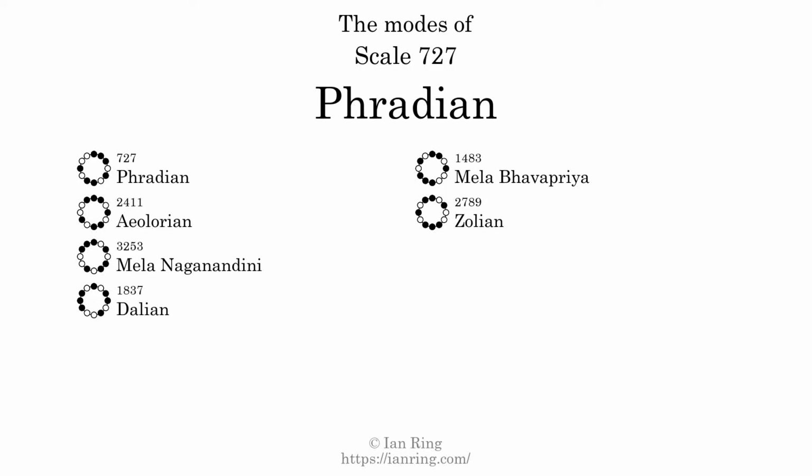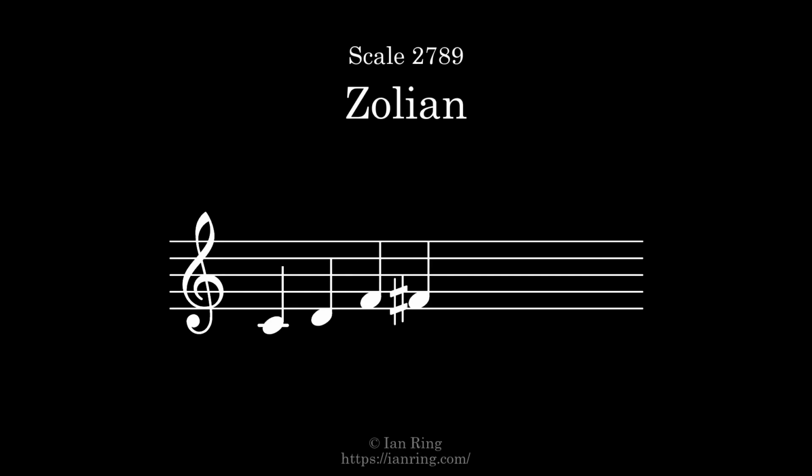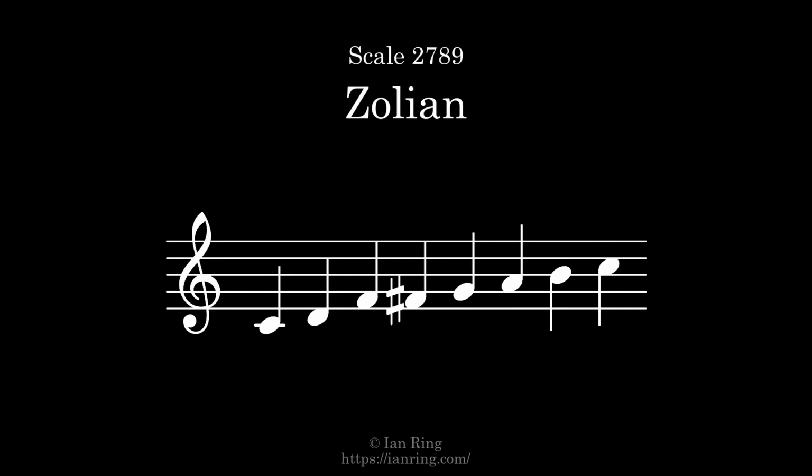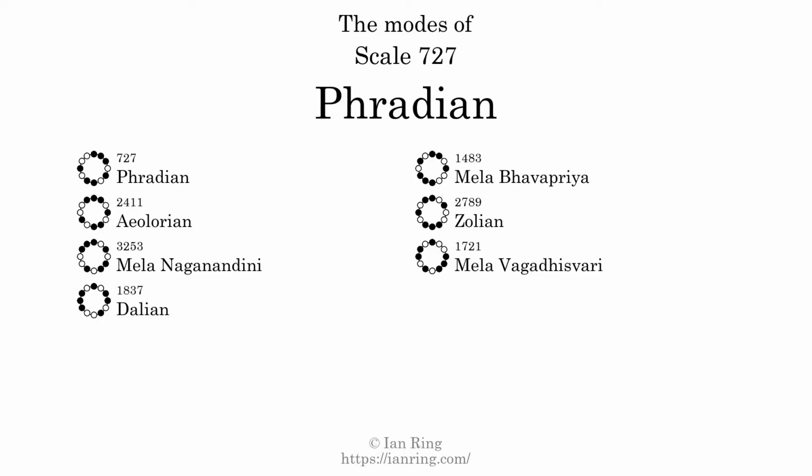The sixth mode is scale 2789, also known as Zolian. It sounds like this. The seventh and last mode is scale 1721, also known as Mila-Vagadhisvari. It sounds like this.